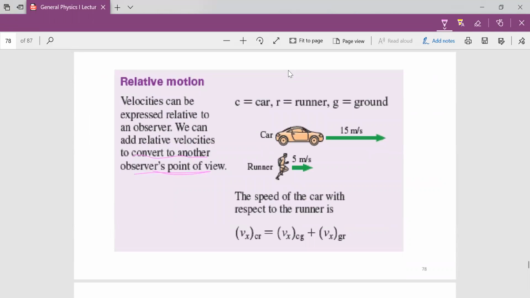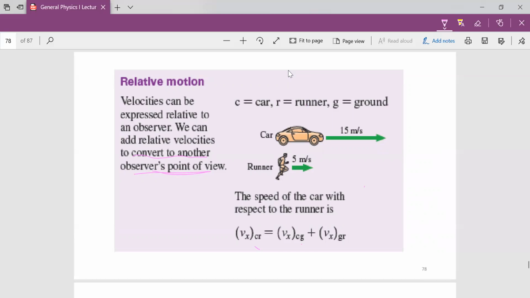Let's use another scenario: the car, the runner, and the ground. Everybody is moving on the ground. We want to describe this relative to the ground. So we'll have the speed of the car relative to the runner. Because we can describe both motions relative to the ground, we have car to ground plus ground to runner.